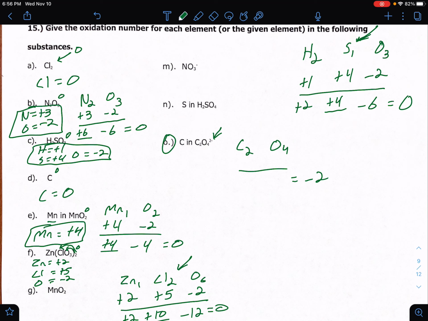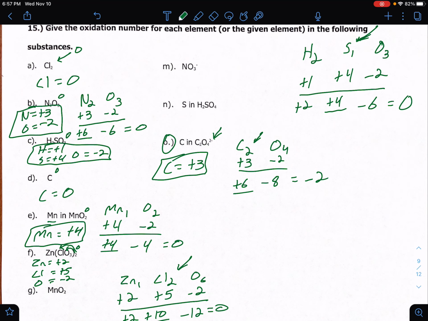So that means we're going to set it equal to -2. Same steps, I'm going to start with oxygen. Oxygen has a charge of -2. I have 4 of them, so 4 times -2 would be a -8. Now I need to figure out what -8 equals -2. That would be a positive 6. So if I have 2 carbons right here, I'm going to take that positive 6 and divide it by 2. That means each carbon has a charge of plus 3. So there's my answer right there: carbon has a charge of plus 3.